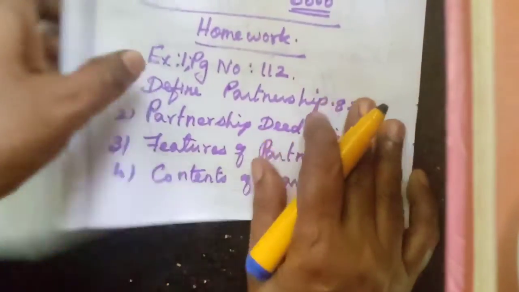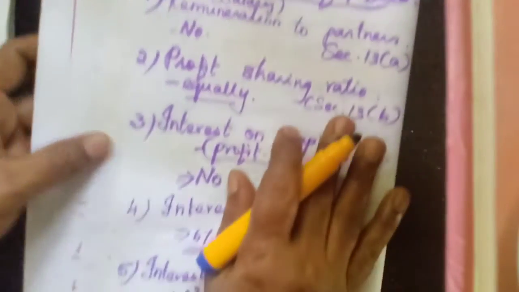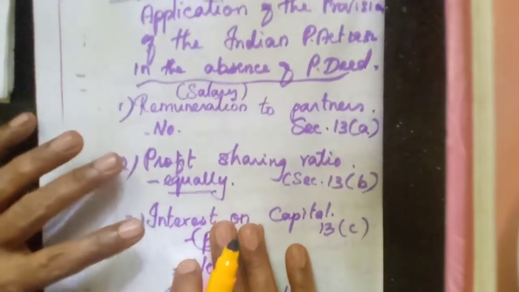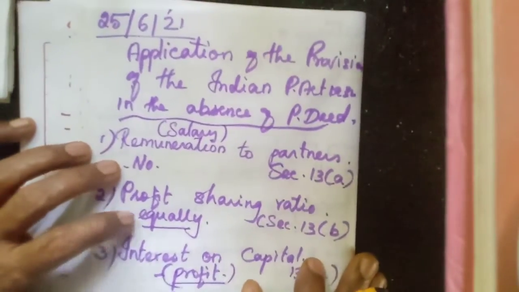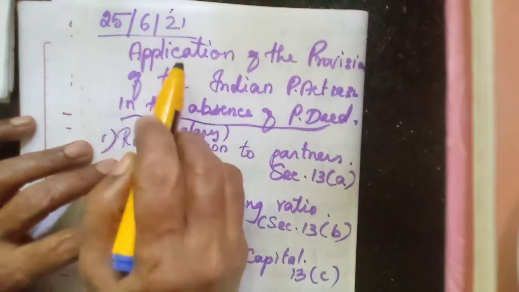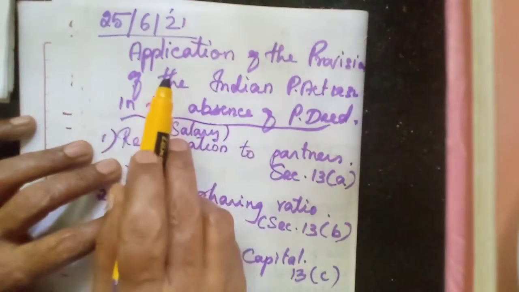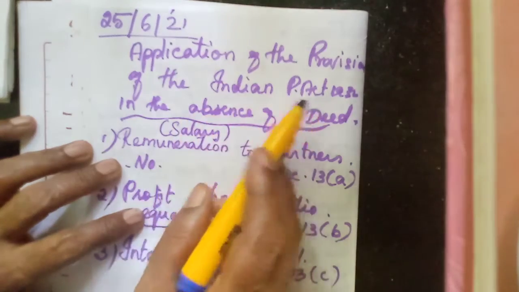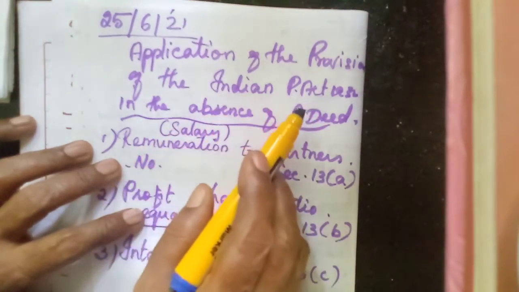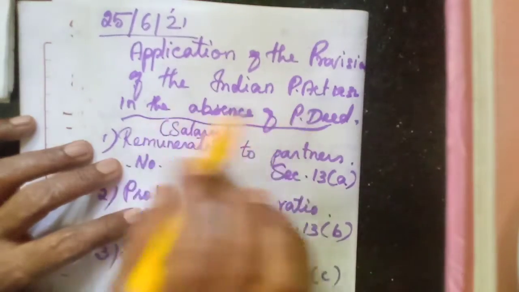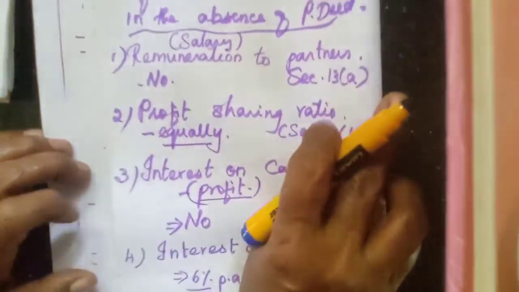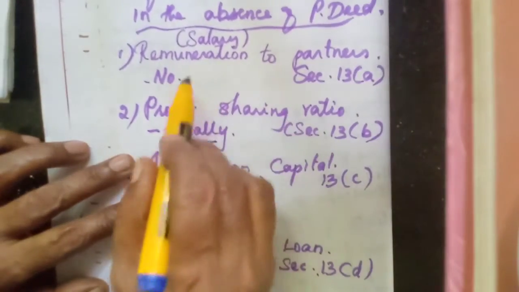Now we will learn the problems. The first one: what if the partnership deed is not available. How to apply the provisions of the Indian Partnership Act 1932 in the absence of a partnership deed. If the partnership deed is not there, how we have to deal with the following items. That is the first illustration.